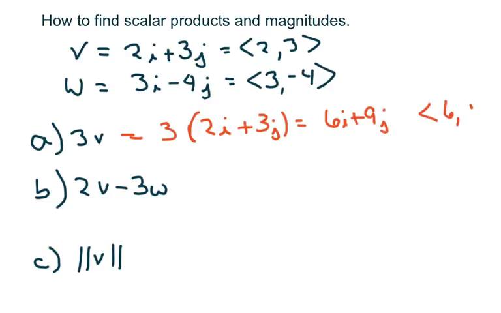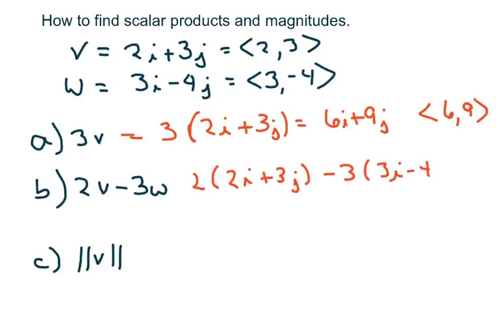or you could write it as 6, 9 as the vector, all right? And then this one, we're just putting things together. It's 2 times your vector, 2i plus 3j, and minus 3 times your w vector, which is 3i minus 4j, and then you're going to just combine everything.